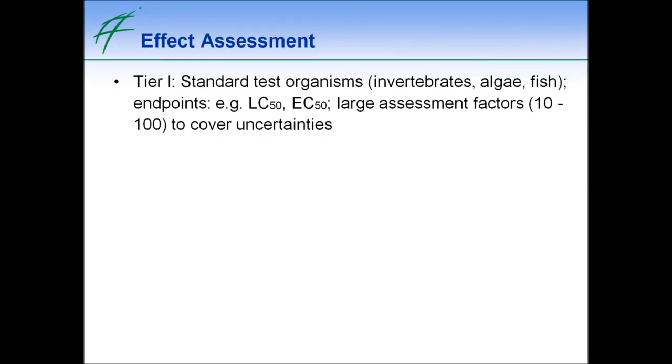The effect assessment generally differentiates between acute and chronic effects. In Tier 1, standard toxicity tests in the laboratory are conducted with algae, Daphnia and fish. The relevant toxicity endpoints are, for example, the percentage of mortality after 96 hours in the case of fishes. The median effect or lethal concentration is mathematically determined and used as an endpoint in the risk assessment. In addition, large safety factors are used in the Tier 1 effect assessment to cover uncertainties.